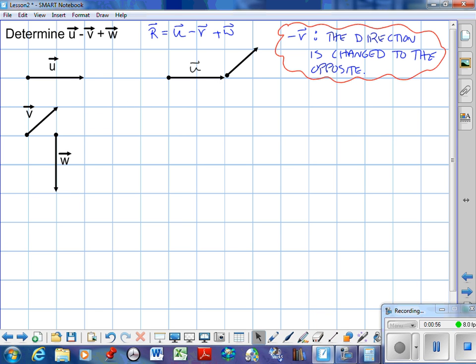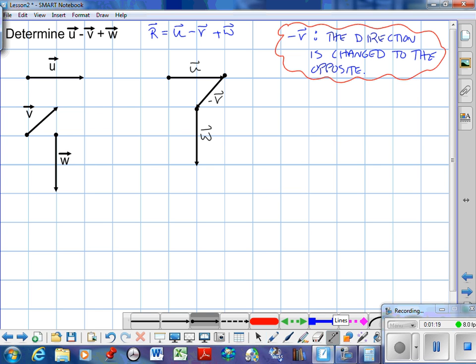So the v vector, if I bring it over here, it should be pointing that way if it was adding, but subtracting, so it's got to point the other direction. So my v vector gets swung around, and it's now right there. So that's negative v plus the w vector. So I'll add that in. There's my w vector. So there we go. We've drawn the picture. Now I just need a resultant vector.